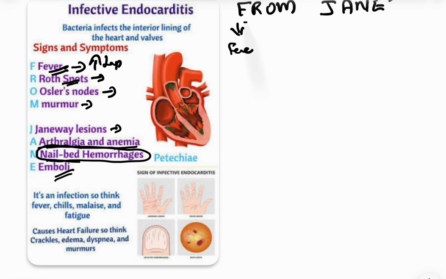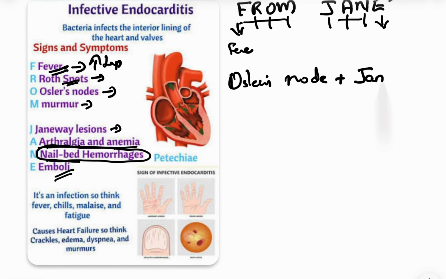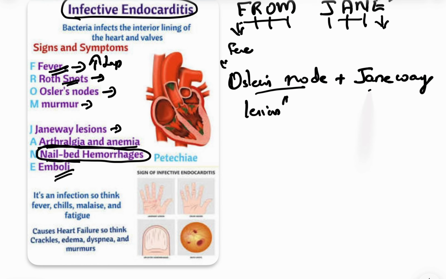So, from Jane: fever, Roth spot, Osler's node, murmur, Janeway lesion, arthralgia, anemia, nail bed hemorrhage and emboli. This has been asked in a previous question paper, in which disease condition Osler's node and Janeway lesion are seen. In which cardiac condition are Osler's node and Janeway lesion seen? This was a previous NCLEX question. So remember, in infective endocarditis, the patient will have the signs and symptoms of Osler's node and Janeway lesion.